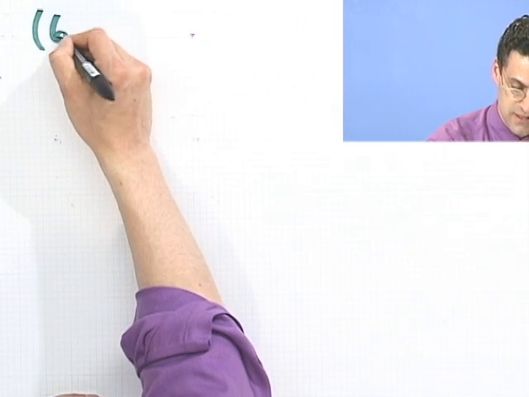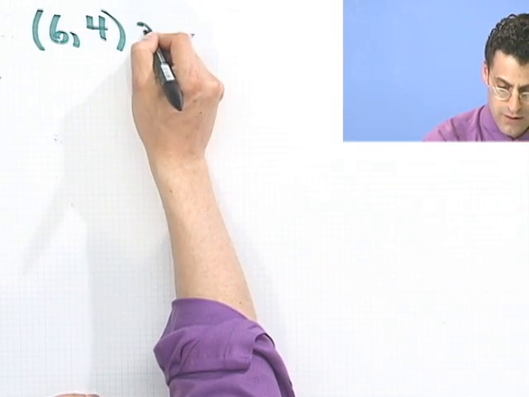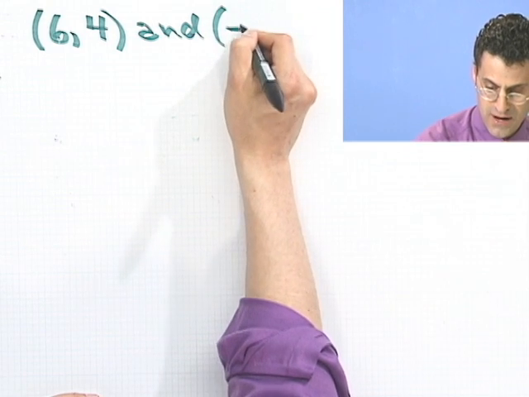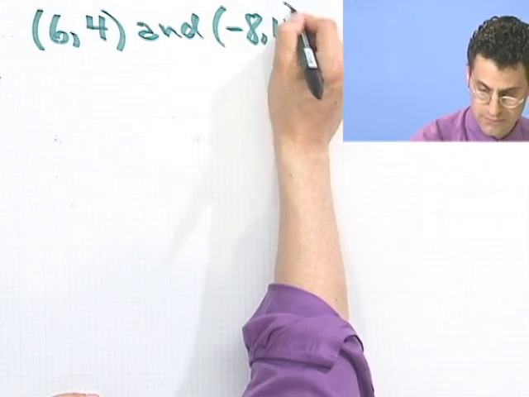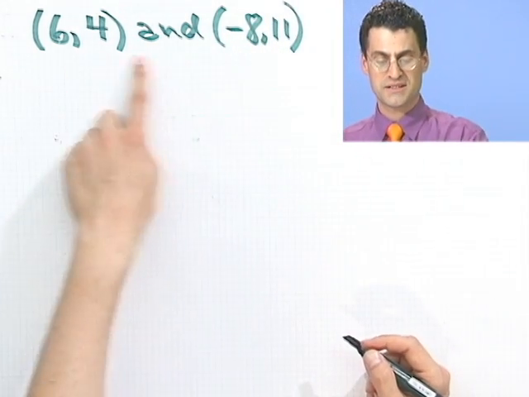But I hope you won't memorize that. I hope instead you just think of this picture. That's what I always do. Let's try an example. So suppose I want to find the distance between the points 6, 4 and minus 8, 11. Okay, so what's the distance?